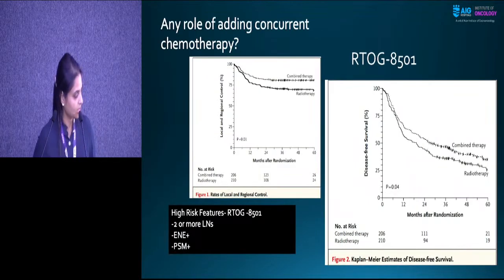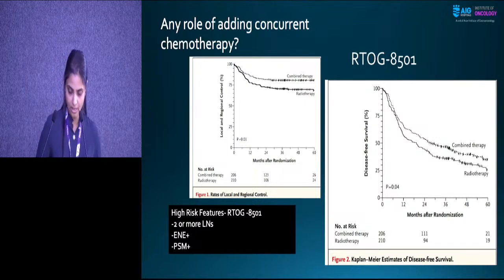Dr. Chaitanya, any role of adding concurrent chemotherapy in this particular patient? Only if extranodal extension is there, then I would go for concurrent. Yeah, this is standard, RTOG and the Bernier and Cooper trials. There is no added benefit, so we'll just go with adjuvant radiotherapy alone.